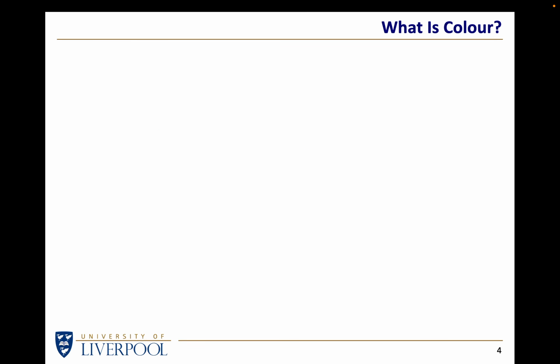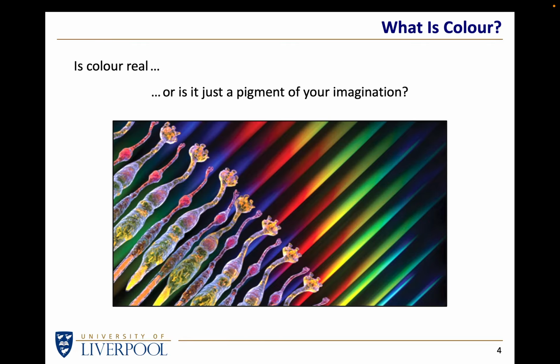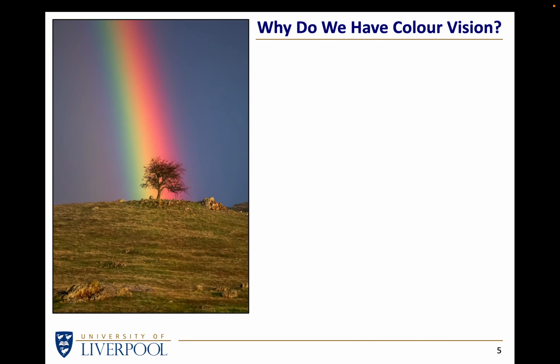Okay, so we start with the obvious question. What is colour? Is colour real, or is it just a pigment of your imagination? Yes, PowerPoint always tried to change the spelling of that back to figment, but there we go. So why do we have colour vision in the first place? A beautiful rainbow. Think what that would look like if we didn't have colour vision. It would be a fairly boring sort of thing.